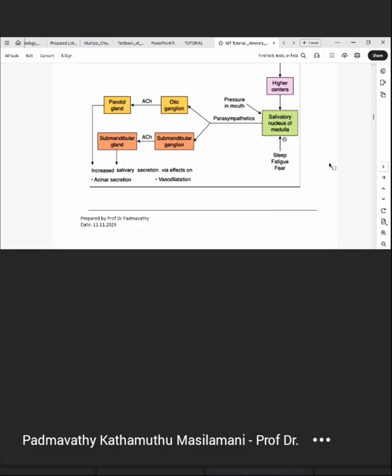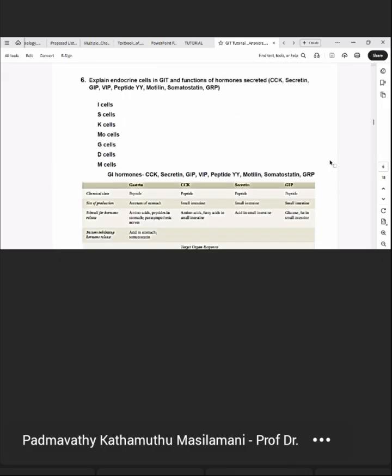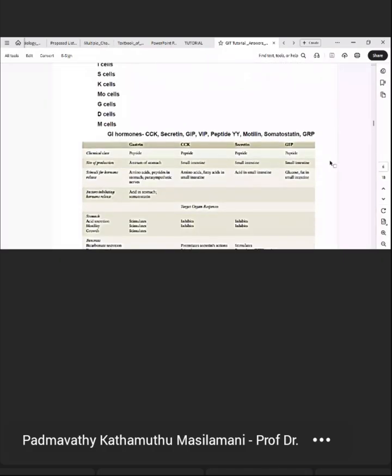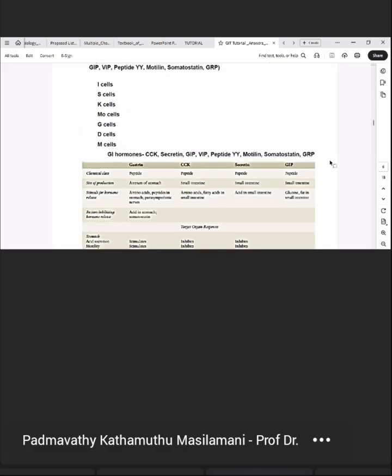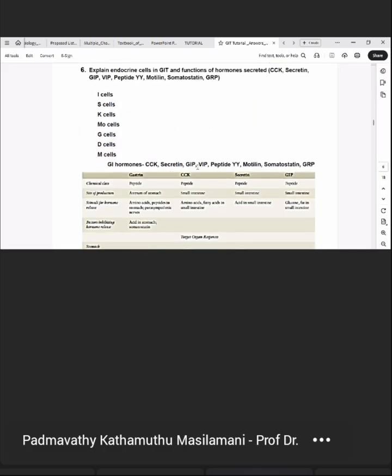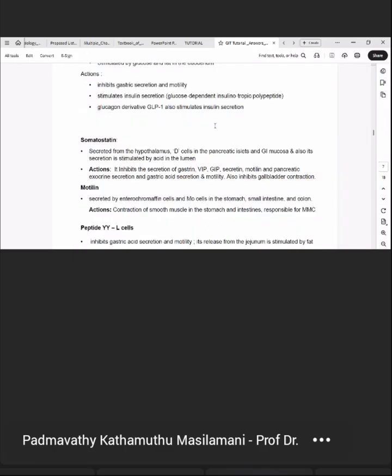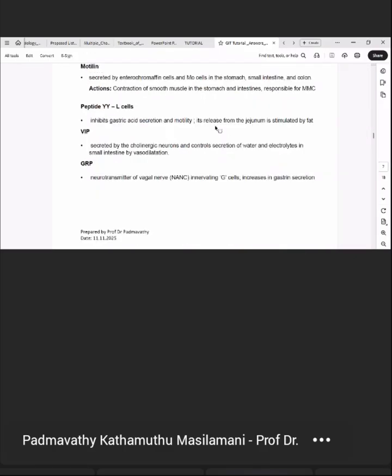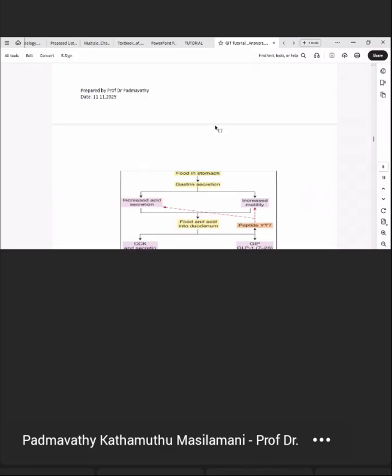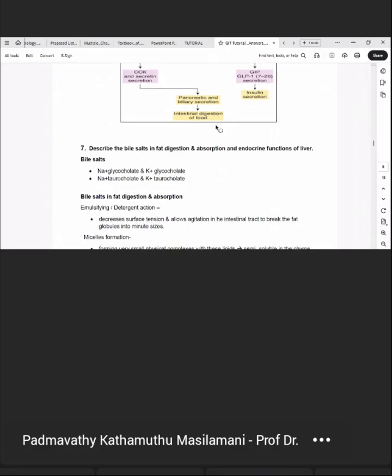Salivary secretion we covered already. Different secretions are produced by different types of cells in the GIT, such as GIP, somatostatin, motilin, and peptide. Okay, the next important structure is the liver.